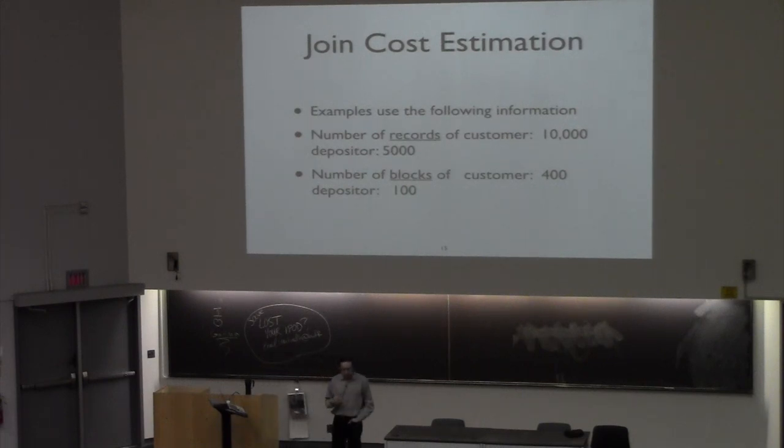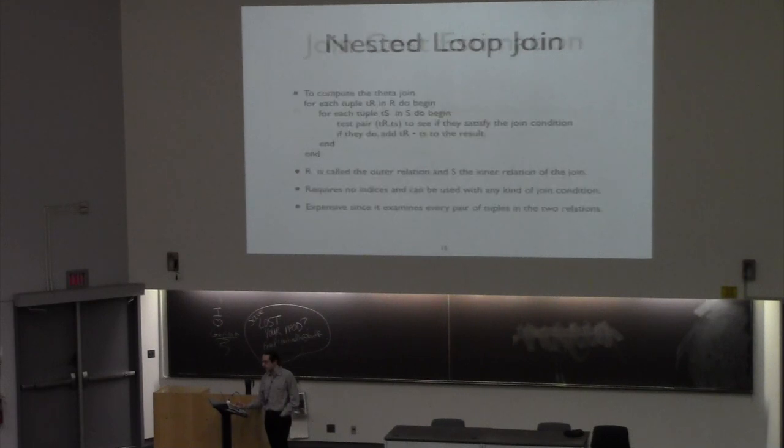The other thing I wanted to cover is join costs. To illustrate some of these, I'm going to use a couple of examples. In the following examples, I'll be using two input tables, customer and depositor. The customer relation has 10,000 records spread across 400 blocks, and the depositor relation has 5,000 records spread across 100 blocks.